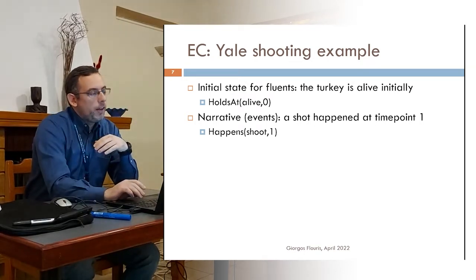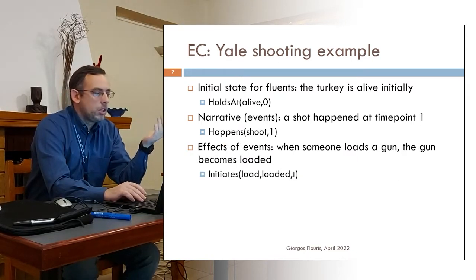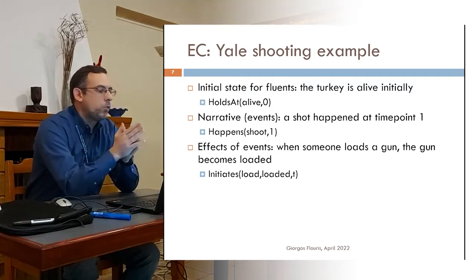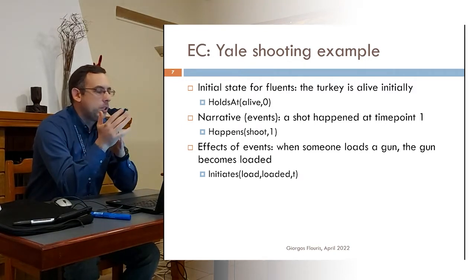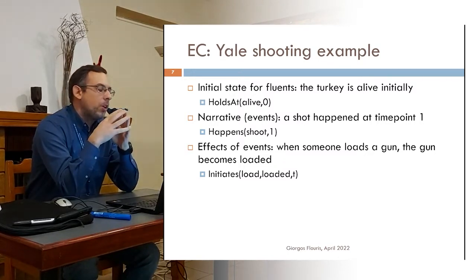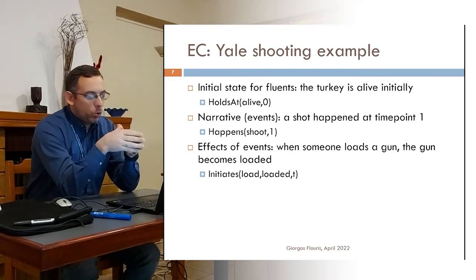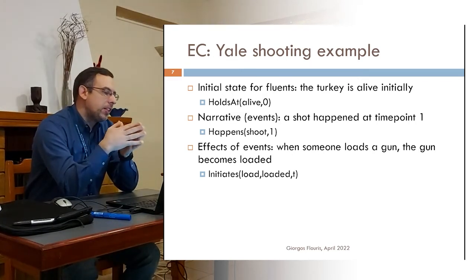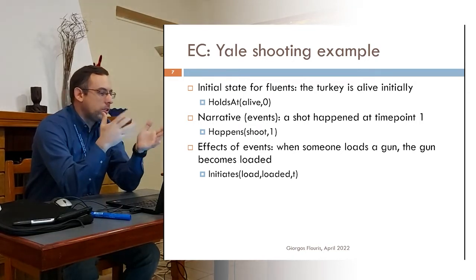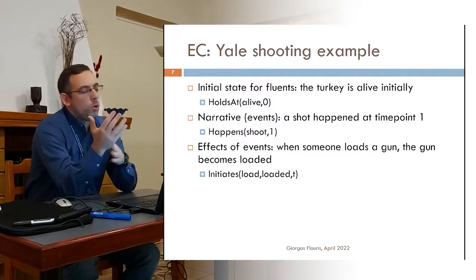And then you have a way to record the effects of events. So this particular formula states that when someone loads a gun, the gun becomes loaded. Initiates is the predicate used for that. It states that when the event load happens, the truth value of the fluent loaded becomes true. And this happens at time point t, which means that it's true at any time point. It's not true only for certain time points, but whenever load happens, loaded will become true.